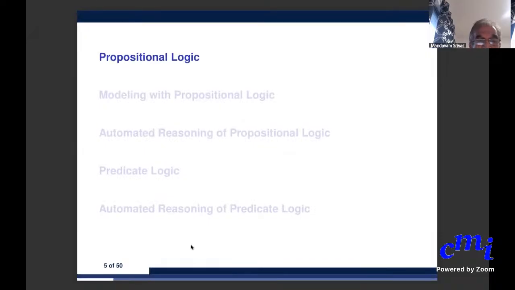Okay, so this is the outline for the next lectures. I don't think I'll be able to cover all of them today. I hope to introduce propositional logic and modeling with propositional logic, and a little bit of how one can automate reasoning in propositional logic, basically what happens inside a SAT solver, a checker, and continue with predicate logic and its automation in the next few lectures.